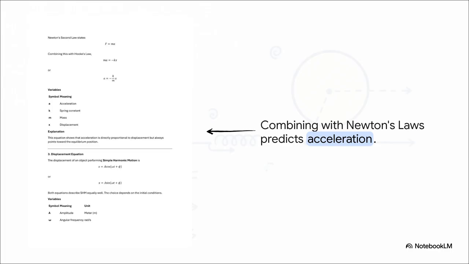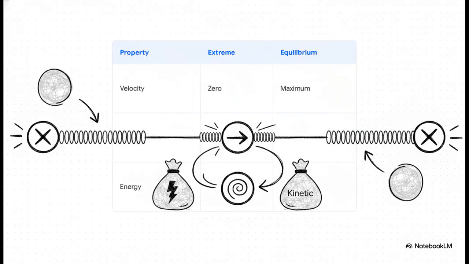If we set them equal to each other, we discover that acceleration is equal to negative k over m times x. This is massive. It proves that acceleration is directly proportional to displacement. The further away the object is from the center, the more violently it accelerates back toward it. This is essentially your ultimate physics cheat sheet.